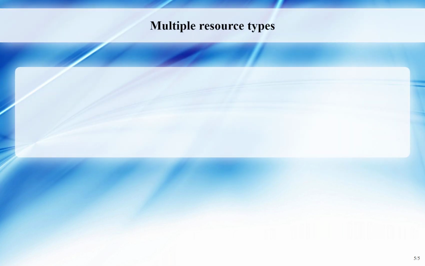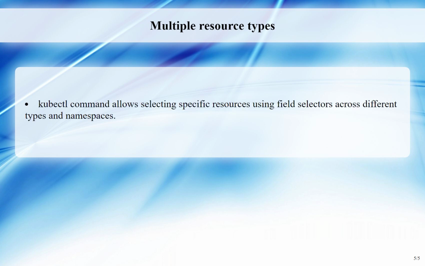Multiple resource types. The kubectl command allows for using field selectors across different resource types. For example, you can select all stateful sets and services that are not in the default namespace.